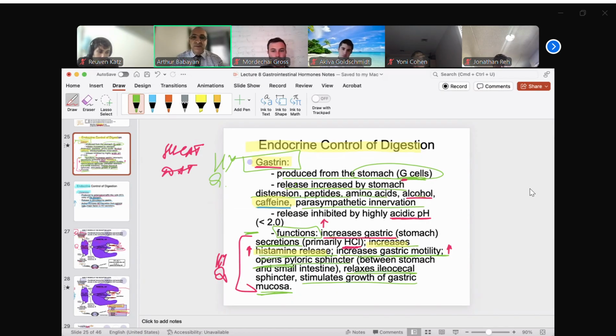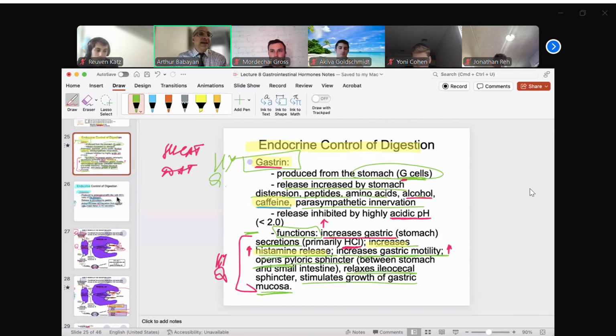Gastrin increases function primarily through hydrochloric acid, which increases acidity, and it increases histamine release. It also increases motility and relaxation of the sphincters in the area from the small intestine to the large intestine, that is the ileocecal sphincter, and stimulates the gastric mucosa.